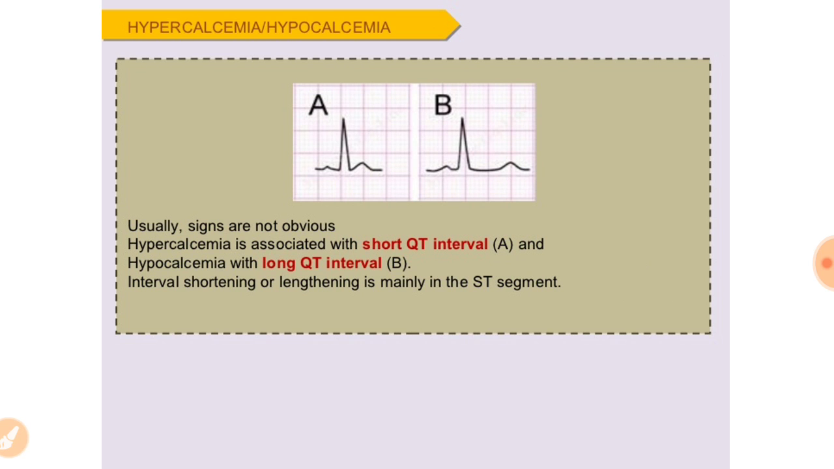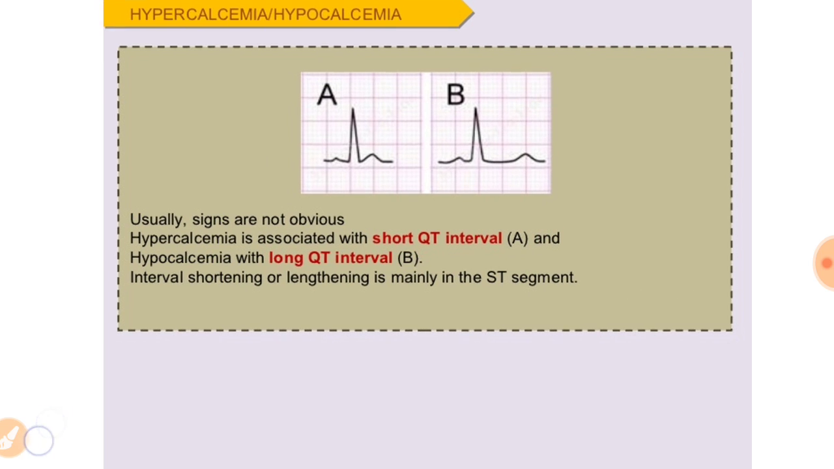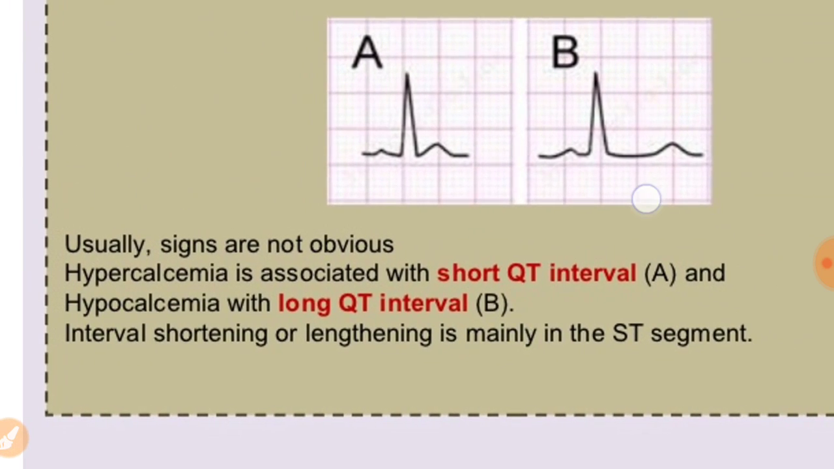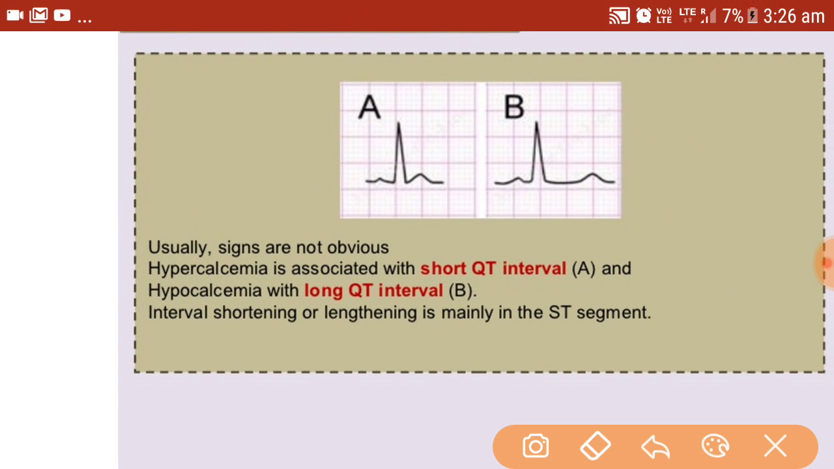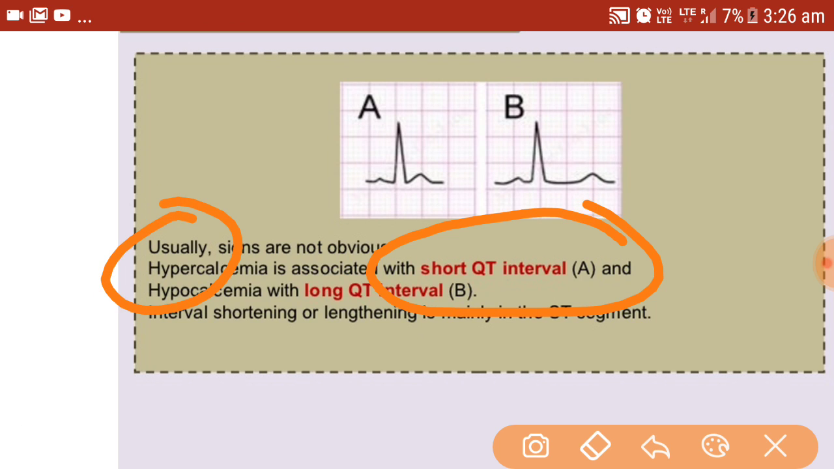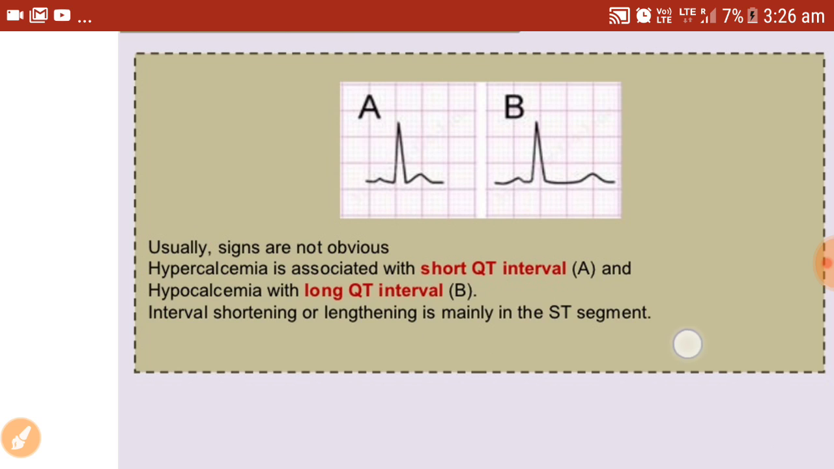Hypercalcemia and hypocalcemia, usually signs are not obvious, but as I was saying, the QT interval is important regarding this. A short QT interval will be with hypercalcemia, so the opposite happens, and with hypocalcemia you will see a long QT interval. Okay, so I think I have discussed most of the ECG, and it will surely help you.